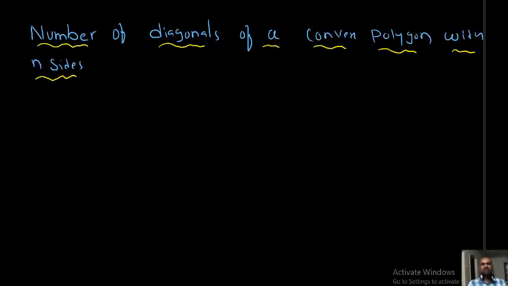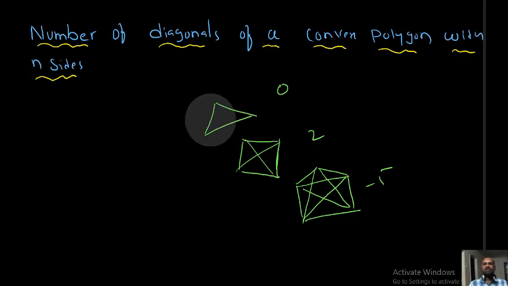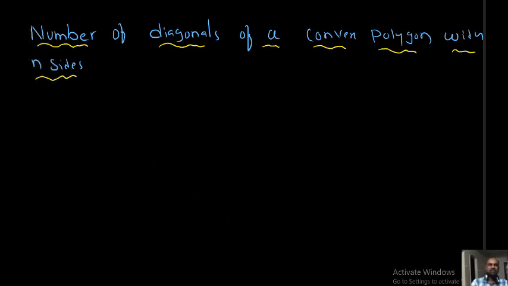First concept is the number of diagonals of a convex polygon with n sides. A polygon is given, an n-sided polygon. We want to find the number of diagonals. You people know that in a square or a rectangle there are two diagonals, in a quadrilateral we have two diagonals, in a pentagon 5 diagonals. Like that, if an n-gon is given, we need to find how many diagonals exist for that n-gon.